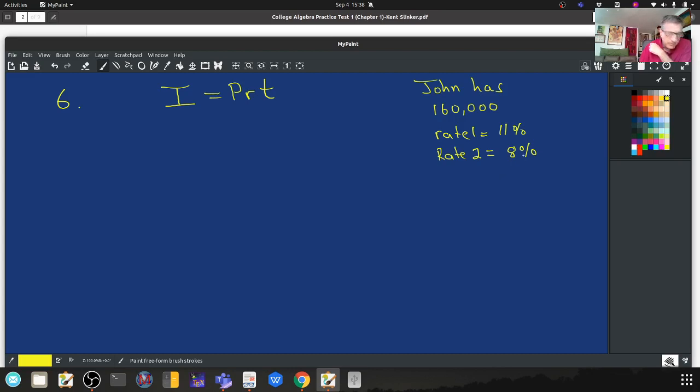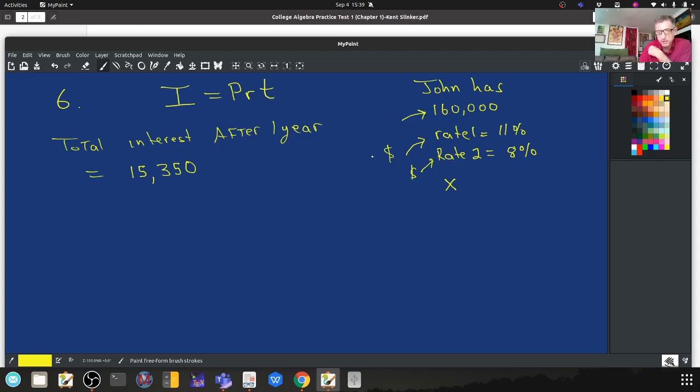So he wants to know how much money to invest at each of these different rates so that his total interest after 1 year, and that's usually marked by annual, is equal to $15,350. So he's going to split his total money into two different parts.